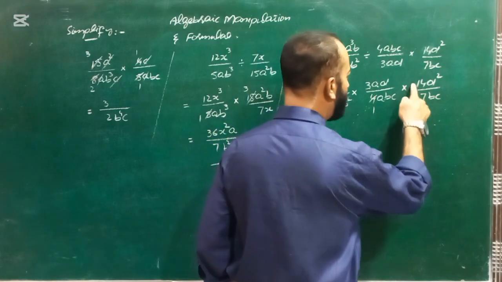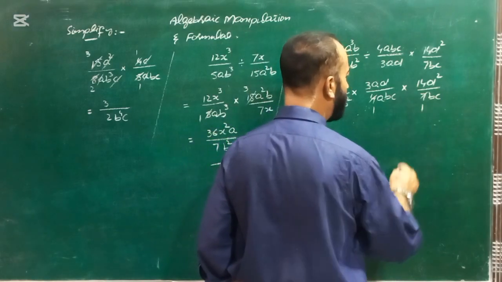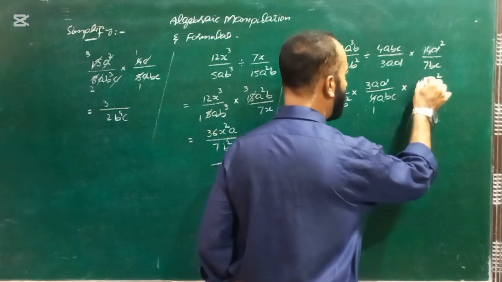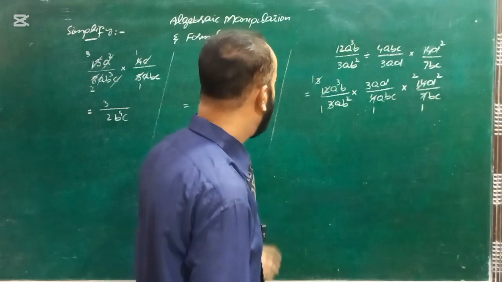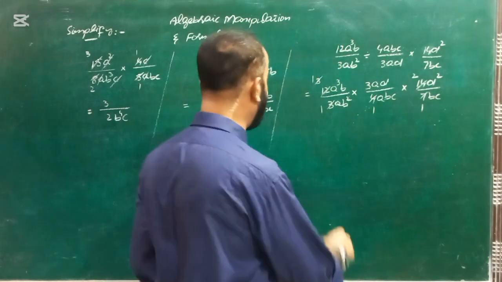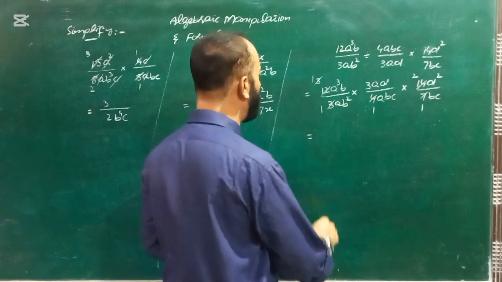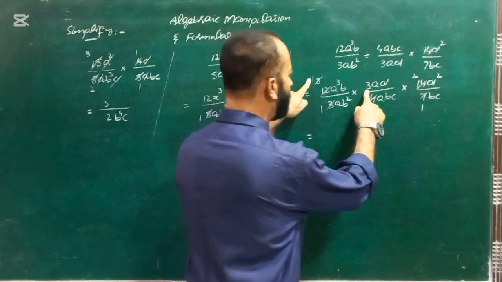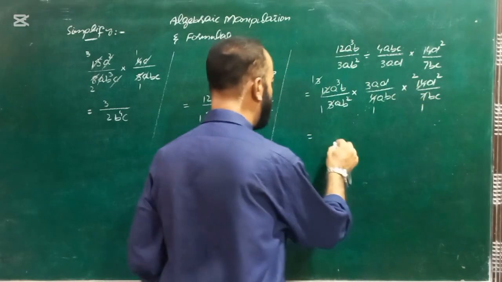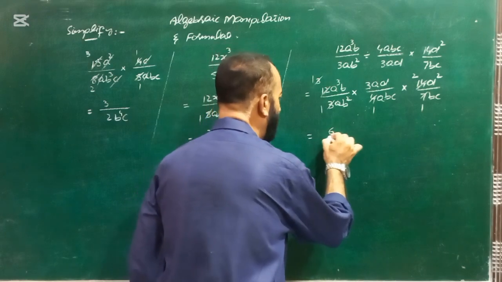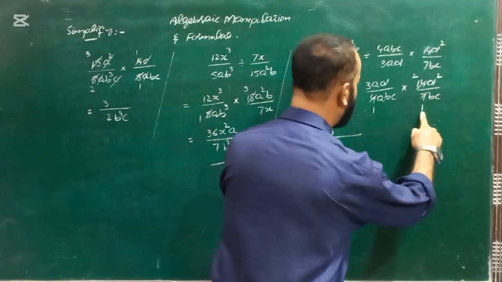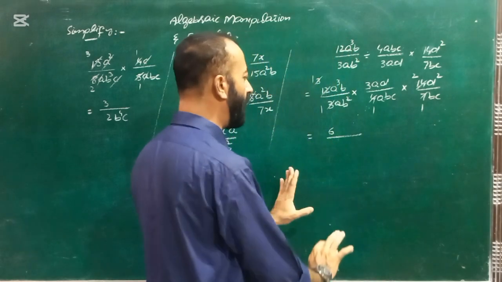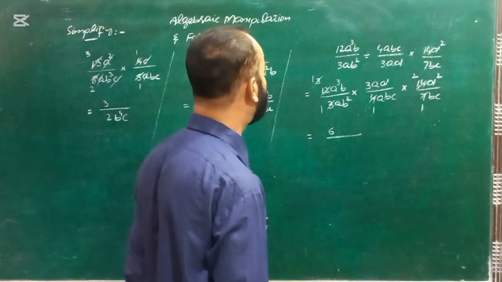Also here, this 7 and 14 can be cancelled in 7's table. So 7 ones are 7 and 7 twos are 14. So no more number can be cancelled now. So at this step, you can see in the numerator 1 threes are 3 and 3 twos are 6. So 6 will be there in the numerator, and in the denominator 1 ones are 1 and 1 ones are 1. So there is no need to write 1 in the denominator.